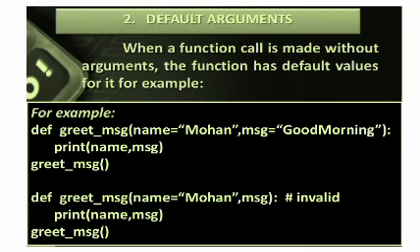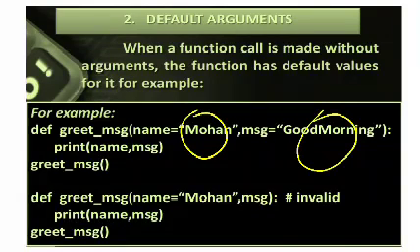When a function call is made without an argument, the default value is passed. If you pass any value then it overwrites the default value and prints the new value. Here in another example, for greet_msg we have name, a first default value, and msg, a second default value.